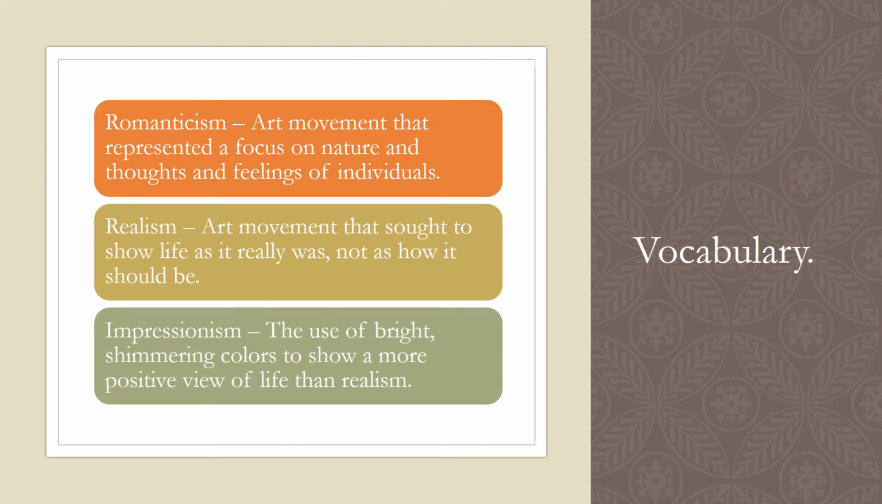So we have some vocabulary here. Romanticism is an art movement that represented a focus on nature and thoughts and feelings of individuals. Realism is an art movement that sought to show life as it really was, not as how it should be. And Impressionism is the use of bright shimmering colors to show a more positive view of life than realism.